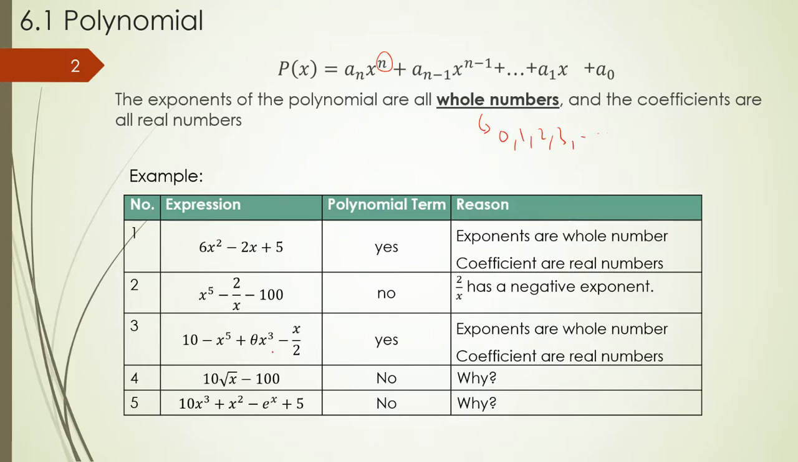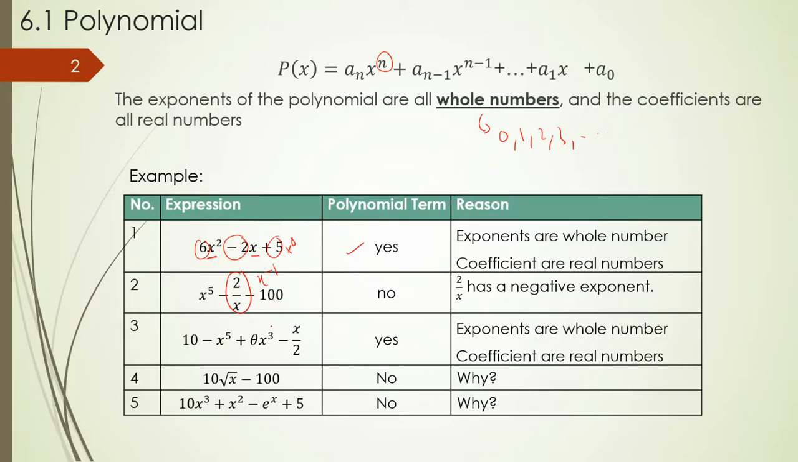We have 5 different expressions. When we look at the first one, we have x squared, x, and x to the power 0. So the exponents are all whole numbers and the coefficients are all real numbers, so it is a polynomial. The second expression is 2 over x, where the power is x to the minus 1. It is not a whole number, so it is not a polynomial.